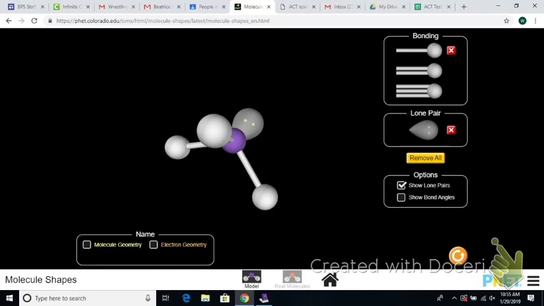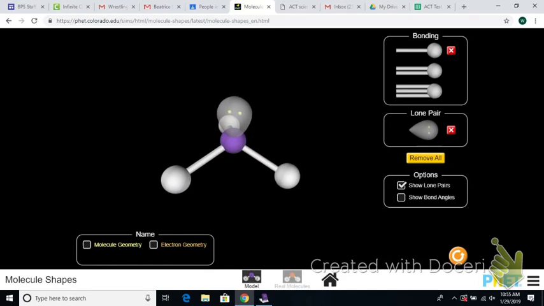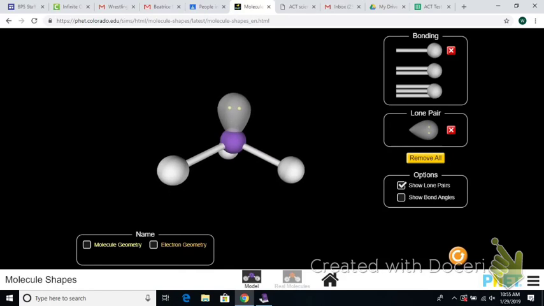And now we have the shape, looking from the side view, it looks like a pyramid shape. So the name of it's going to have pyramid in it. And when we click on the molecular geometry of the name of it, the name of it is trigonal pyramidal. So underneath your drawing on that, you're going to write in trigonal pyramidal. So you'll just type in trigonal pyramidal. Does that make sense? Does everybody see how I did that?